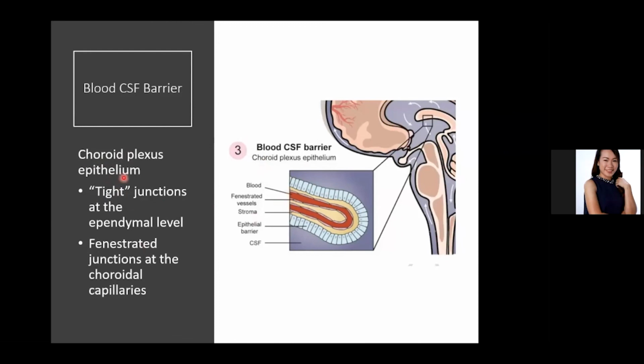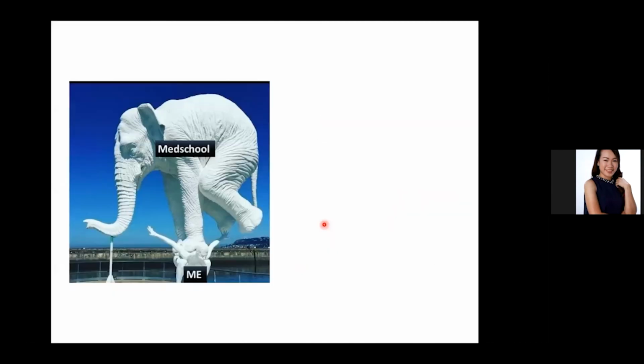And, this seems wrong. Actually, it's right. So we have here the fenestrated junctions at the capillaries. We have a stroma in between, and then we have your choroidal capillaries. So take note, class, this is also important for maintaining the components of the blood and that of the cerebrospinal fluid.